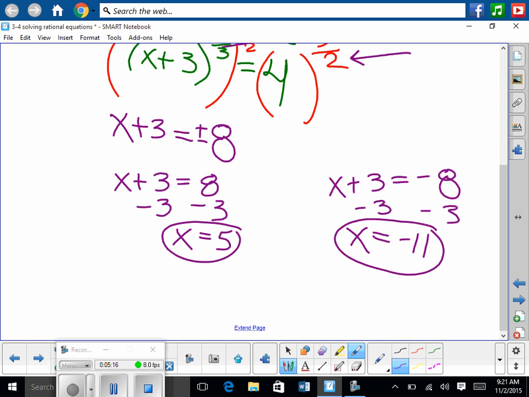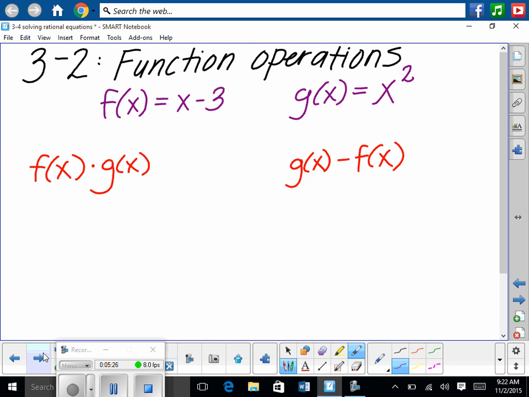For both of our answers, we would check for extraneous solutions. You plug those back into the original. I'm not going to take time to do that. Any questions on that? You would need to check your answers though.